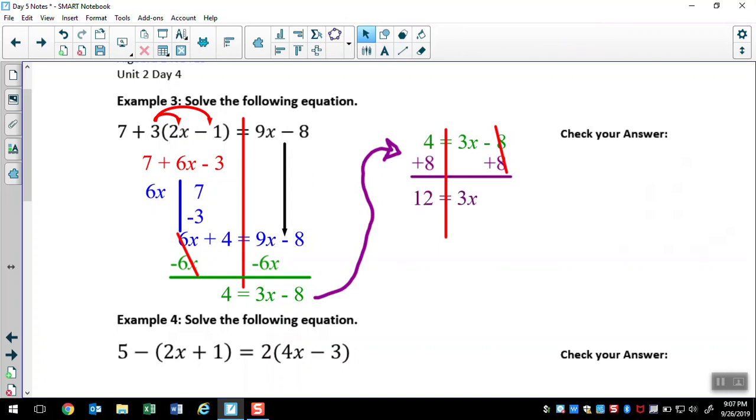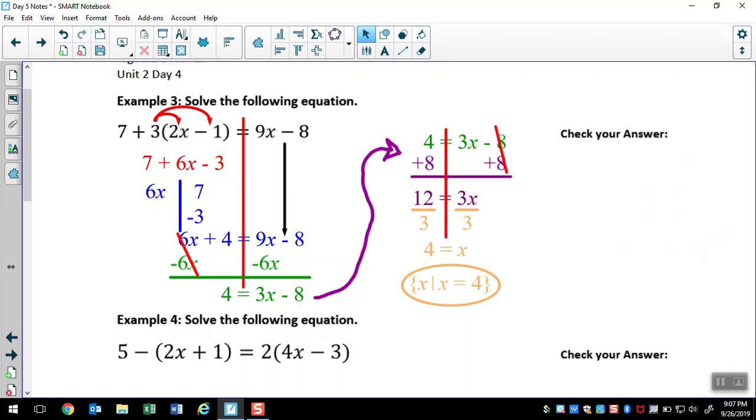And we end up with 12 equals 3x. Our last step: now we can divide both sides by 3, and we get the solution of 4 equals x. I'm then going to write that into set builder notation. And then, of course, we always want to circle our answer.